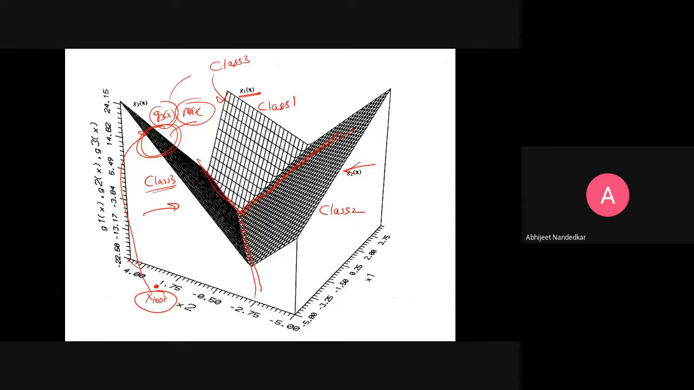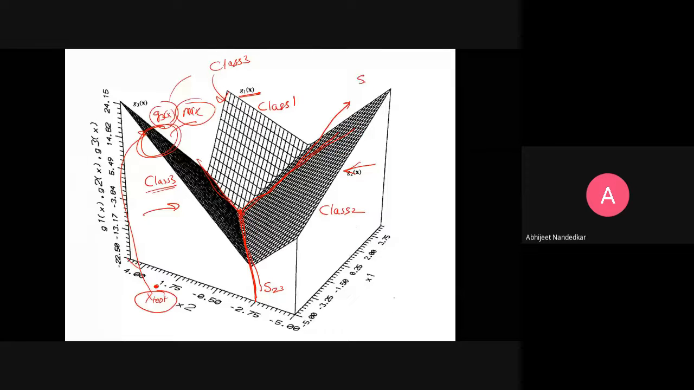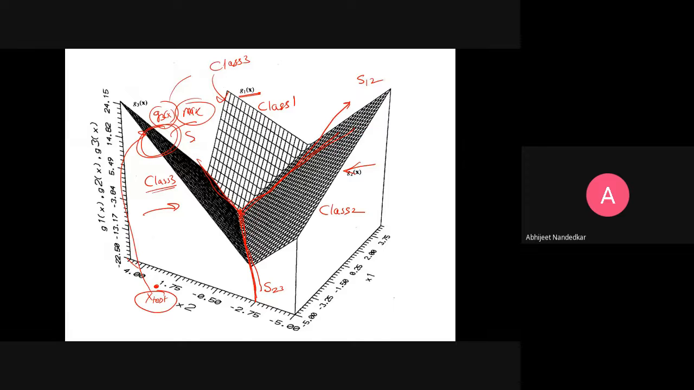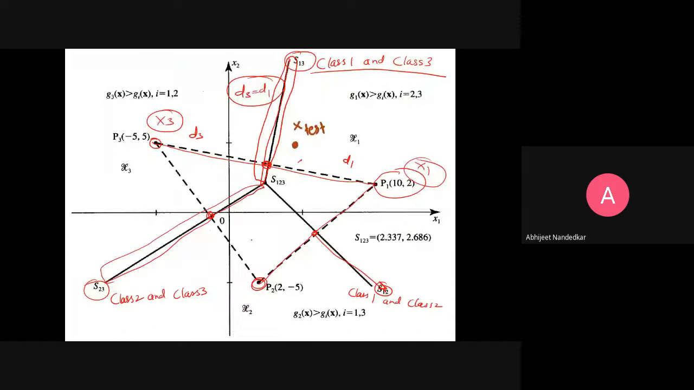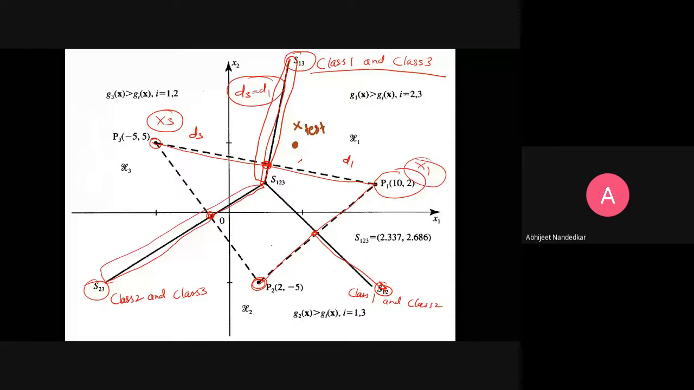I can call the boundary between class 2 and 3 as S23. This will be S12 and this will be S13. If you see from top, these are the boundaries. If you see from top, you can see it like this.